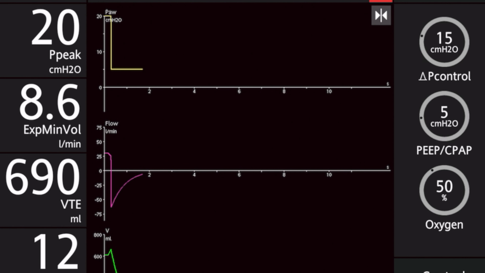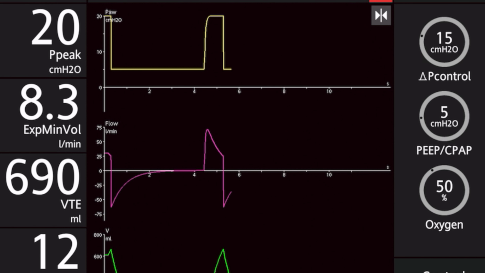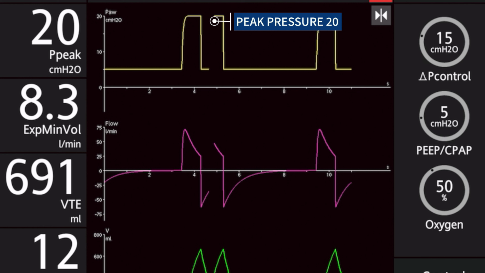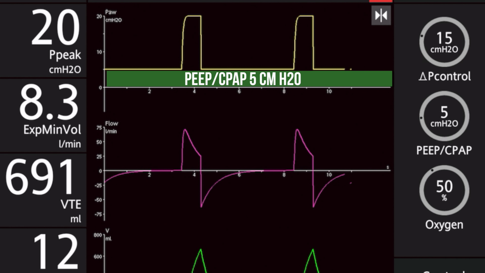Let's look closer at the pressure waveform and the information it provides. The peak airway pressure, P peak or PIP, is the maximum pressure reached during the previous breath cycle. The yellow waveform reaches the peak pressure of 20 and then returns to the PEEP or CPAP of 5.